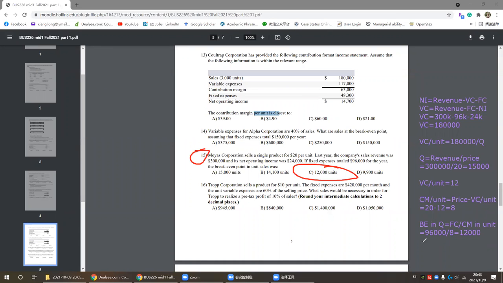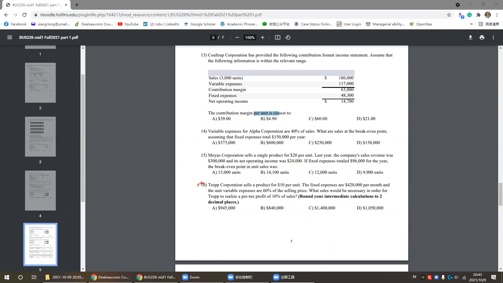So make sure you know how to do this kind of question. It should be very easy. It's a little bit complicated, but I don't think it's very hard. So make sure you understand how to do this. And for question 16, I also go through pretty much exactly the same question in our review part.